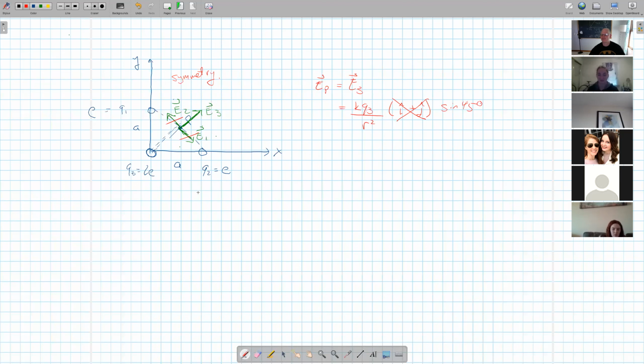Sine of 45 degrees. Okay. So basically just meaning that what? This thing points off at a 45-degree angle, so that this angle here is 45 degrees.